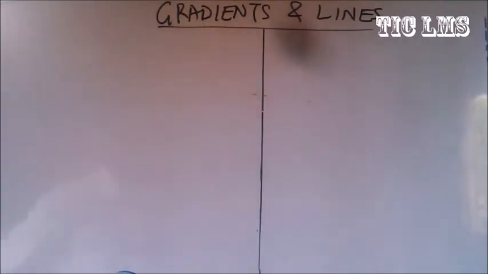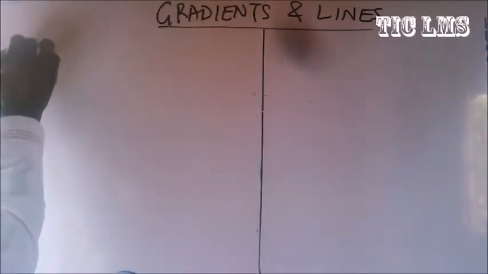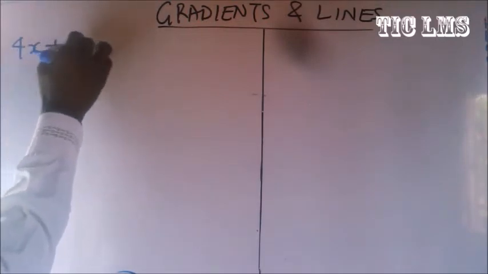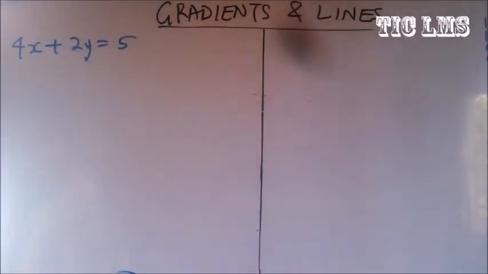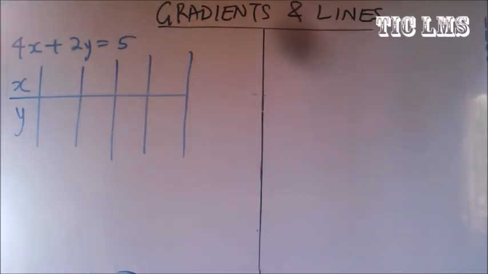Alright, so for this next question, it says draw the graph of the line represented by the equation 4x plus 2y equal to 5. And B says find the gradient by taking measurements. So here is the equation 4x plus 2y equal to 5. We are here to draw the graph of the line representing this equation. The first thing we are going to do to draw a graph of a question like this is to first develop a table where we'll have x and y variables.